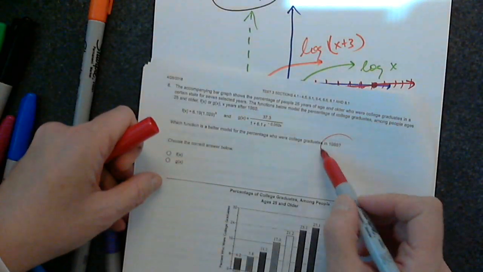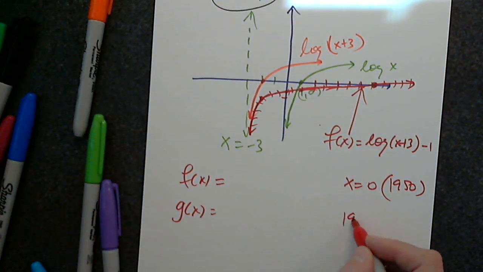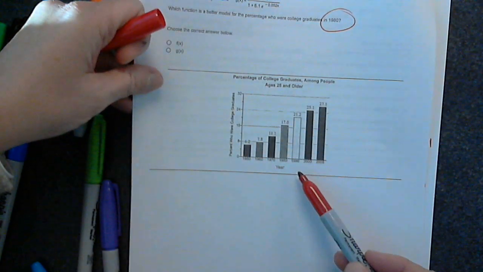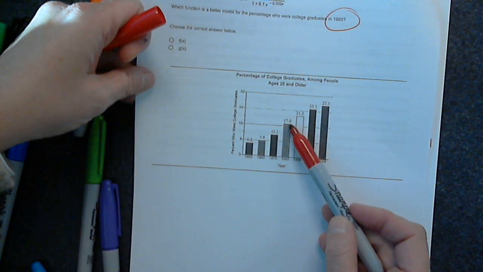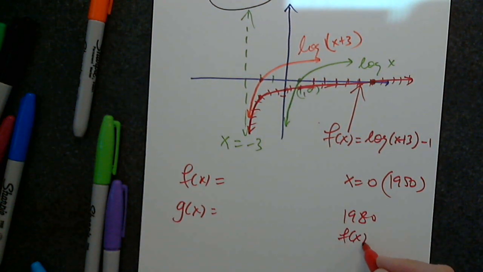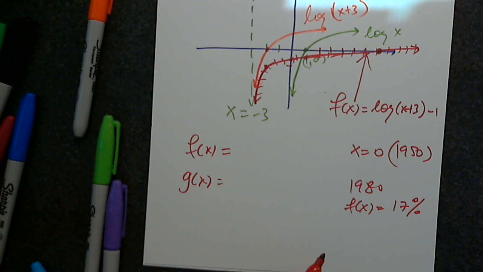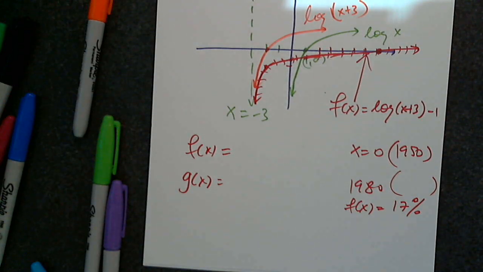So we're asked to talk about what happens in 1980. In 1980, I see that the answer is 17.0. So f of x should be 17%. What is x for 1980, if x equals 0 represents 1950?